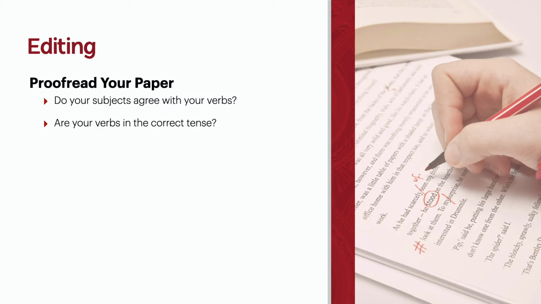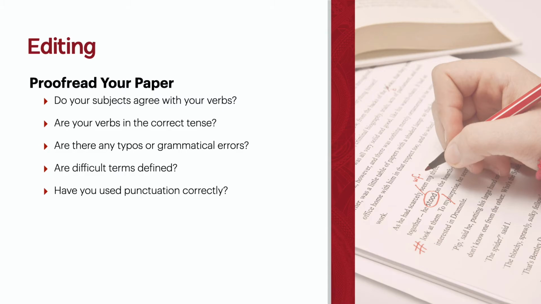Are your verbs in the correct tense, meaning past or present? Are there any typos or grammatical errors? If your paper contains any difficult terms or terms of art, are they defined for your readers? Have you used punctuation correctly? Do any sentences seem clunky? If so, can you edit them to read more clearly or concisely? Are all of your citations formatted correctly?